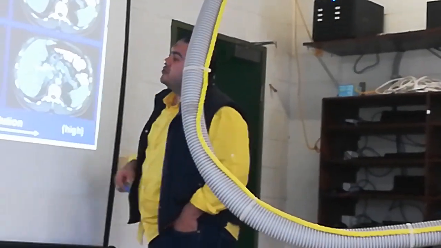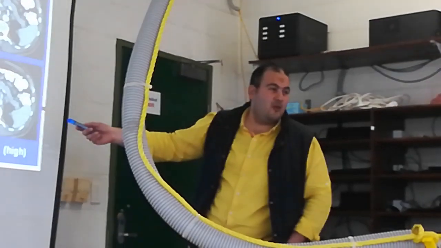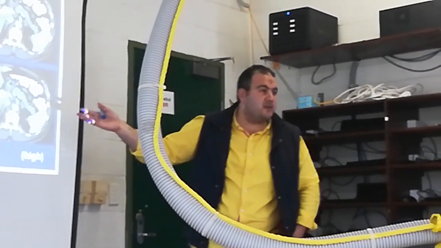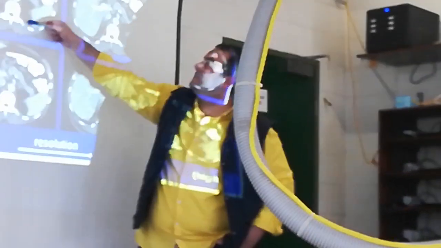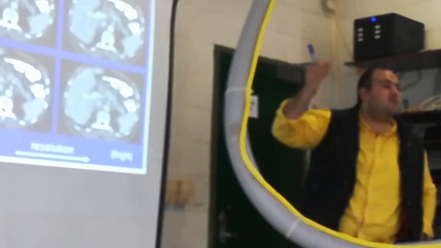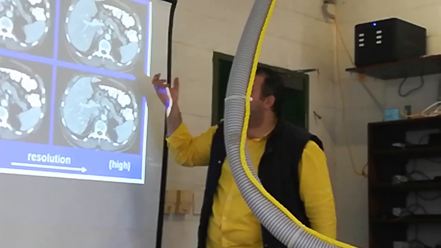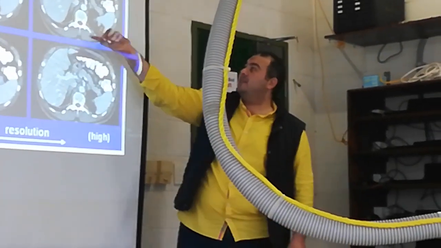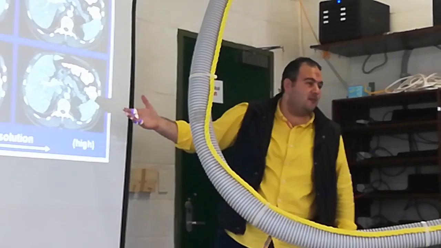Here are four different images. Here the resolution is high, with more sharpness and a sharp image. Here the dose is high, so the image is blurred. More smoothing means a blurred image. So you have to optimize the milliampere value to get this image: not a blurred image, not a noisy image.